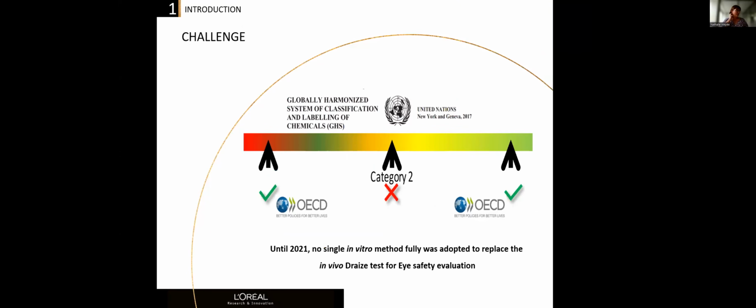So this is one of the common slides we share with Dr. Adriaens, to let you know that the main issue up to 2021 was that no single in vitro method was fully adopted to replace the in vivo Draize test for eye safety evaluation. As was just presented, there is now an opportunity, or at least a combination of in vitro NAMs, to do that for liquids, either neat or in dilution.